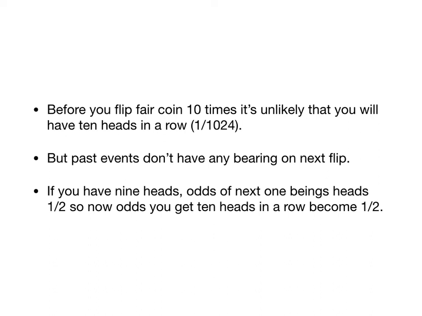Before you flip a fair coin 10 times, it's really unlikely that you will have 10 heads in a row. But past events don't have any bearing on the next flip. If you flipped it and you've got 9 heads, the odds of the next one being heads are still 1/2. And because the odds are 1/2, the odds that you'll get 10 heads in a row, given that you flipped 9 heads in a row, aren't 1 in 1,024, they're 1/2, given that you now have this string of 9 heads, right?